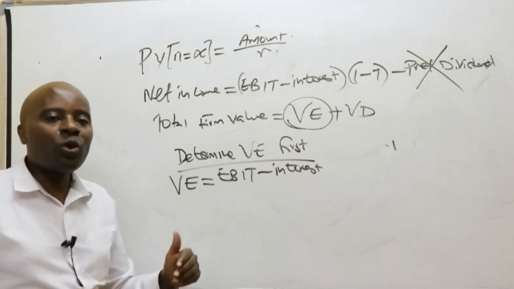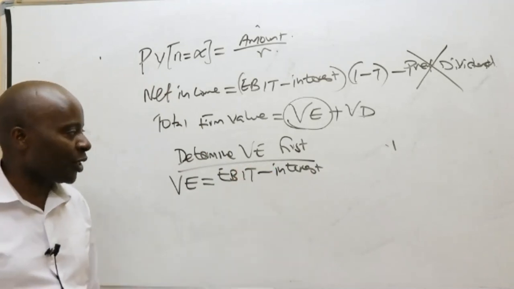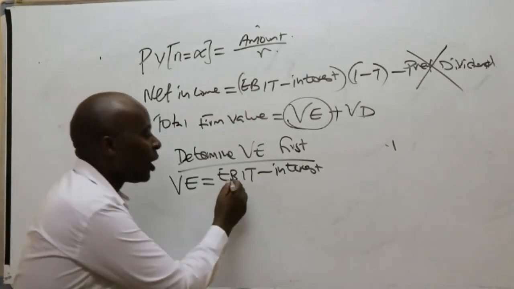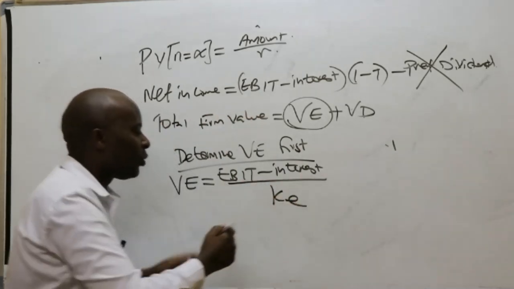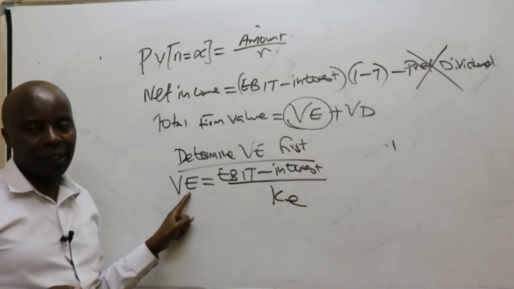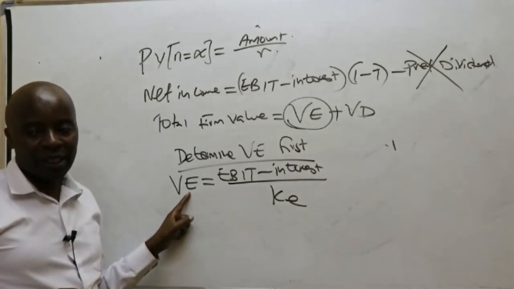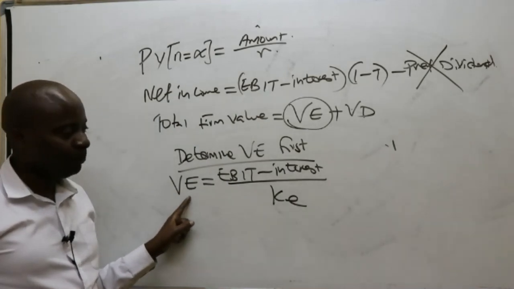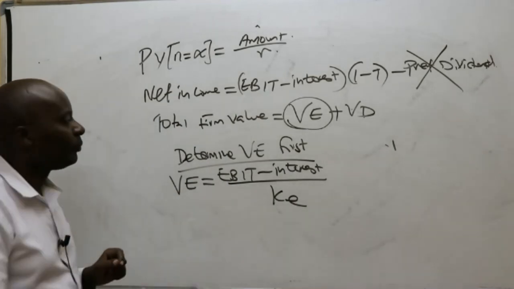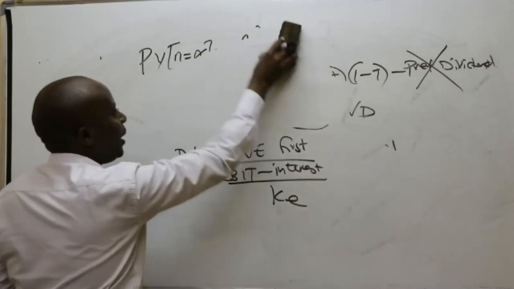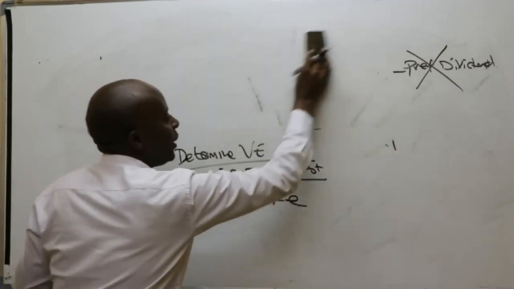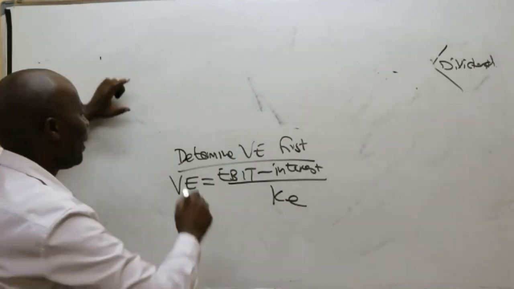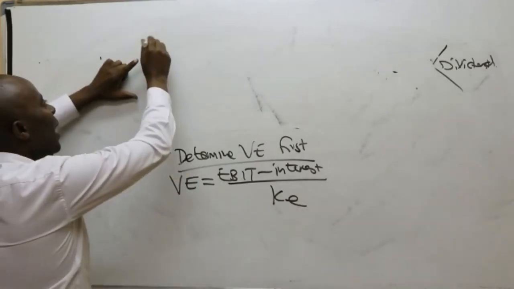So what we need to do is to capitalize this. How do we capitalize it? How do we present value it? You'll divide this by the cost of what here? Equity, because you're interested in the value of equity.